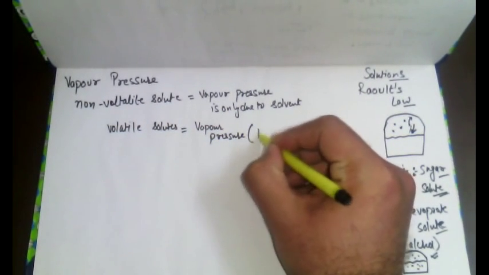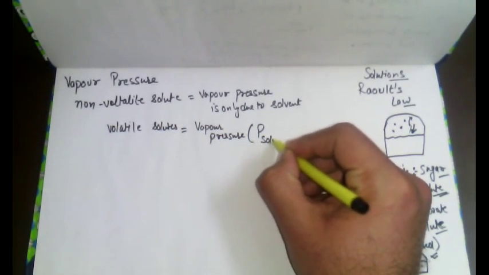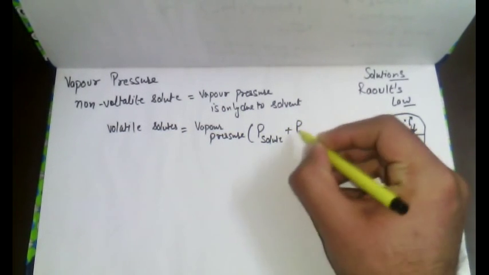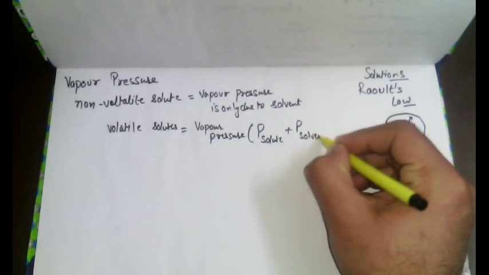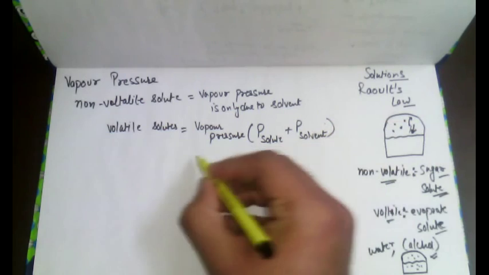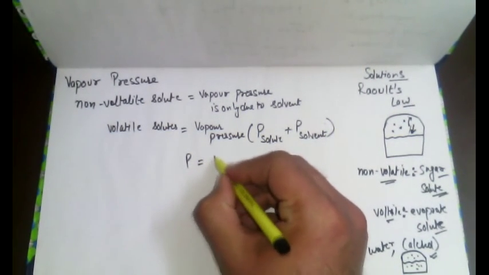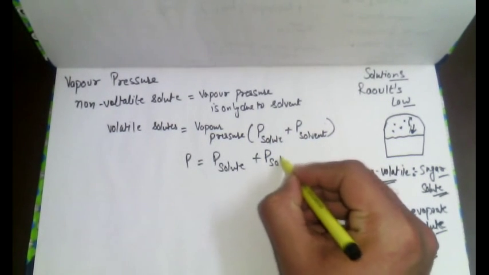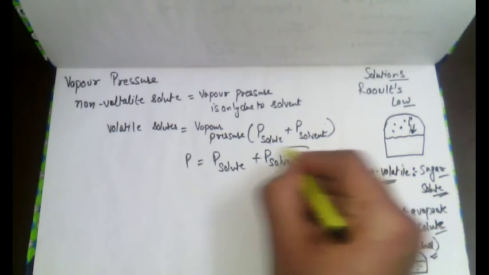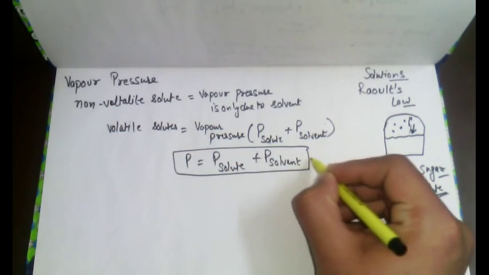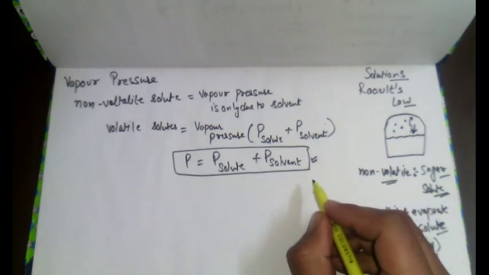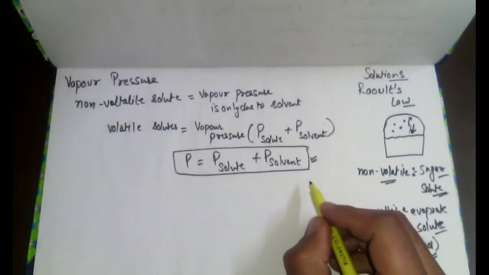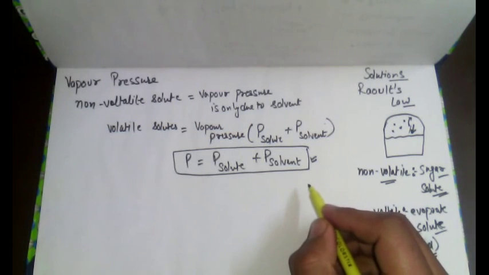The overall pressure is a sum of two: pressure due to solute plus pressure due to solvent. So we say overall pressure is equal to pressure of solute plus pressure of solvent. This is what we call vapor pressure. So what does Raoult's law say?